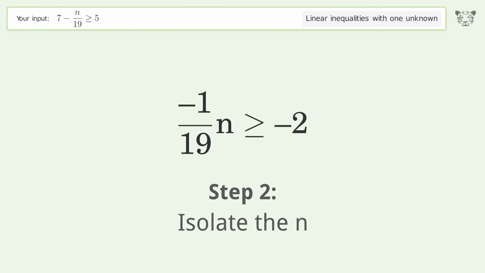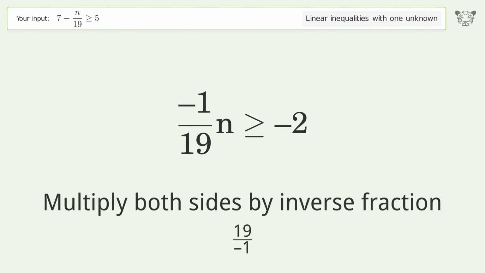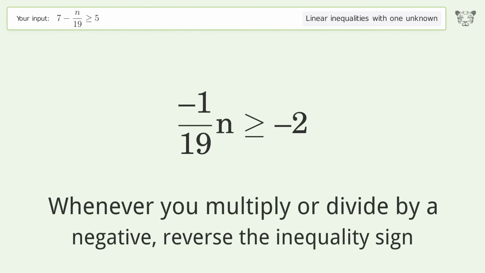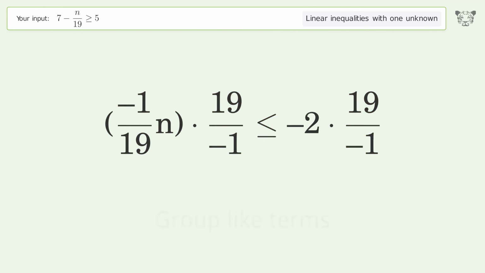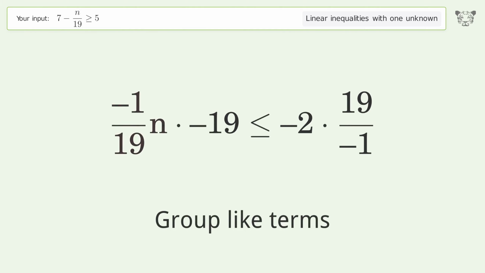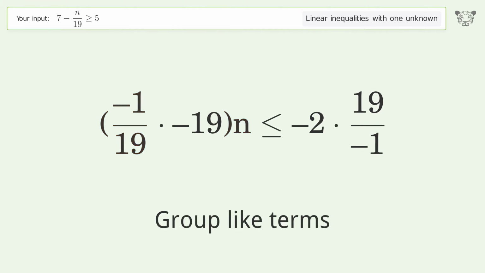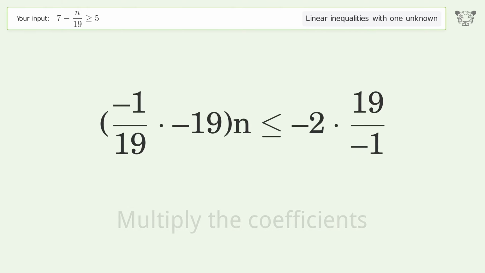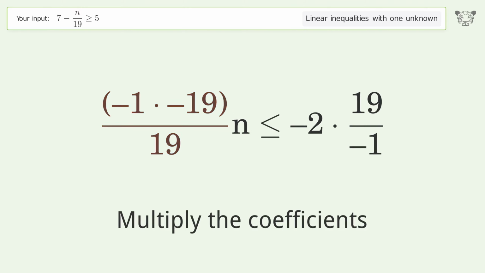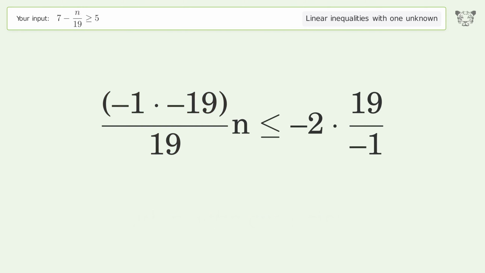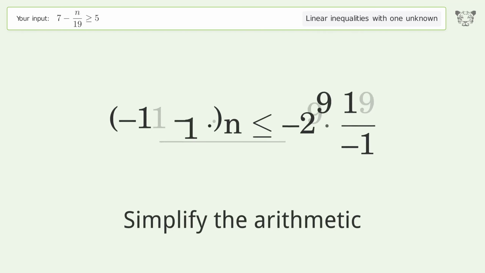Isolate the n. Multiply both sides by the inverse fraction 19/(-1). Whenever you multiply or divide by a negative, reverse the inequality sign. Group like terms. Multiply the coefficients. Simplify the arithmetic.